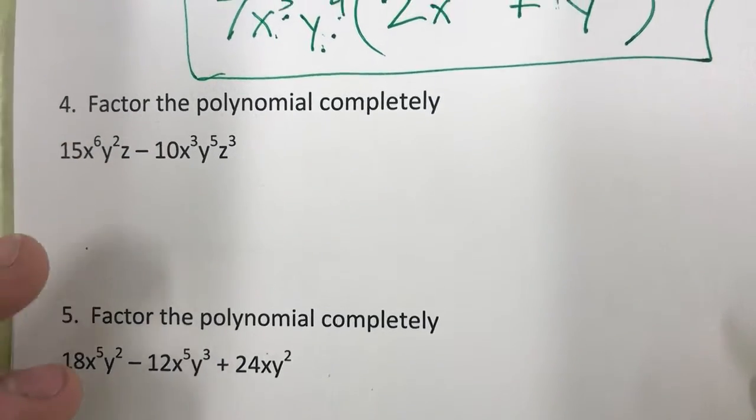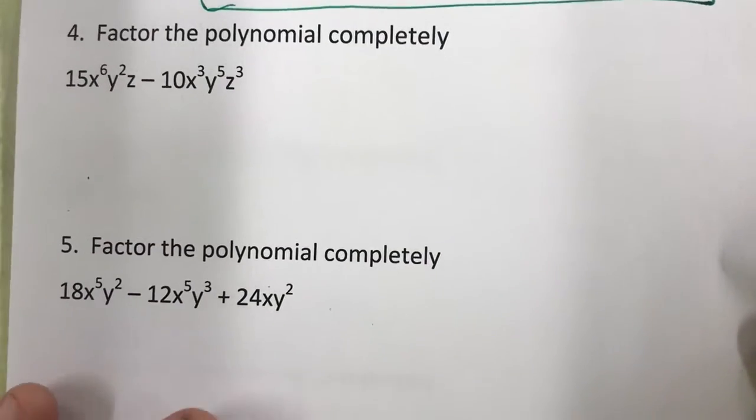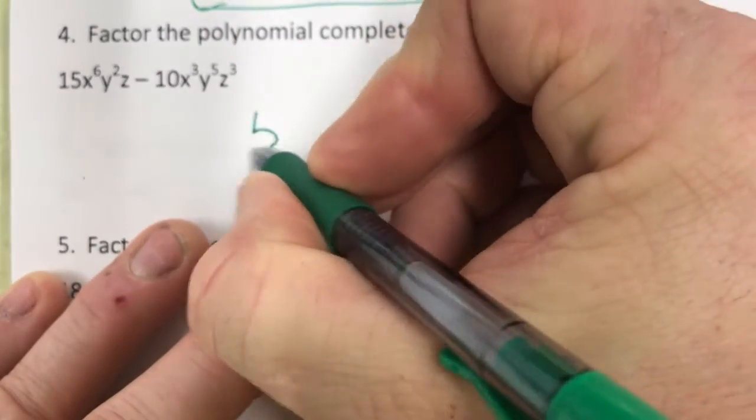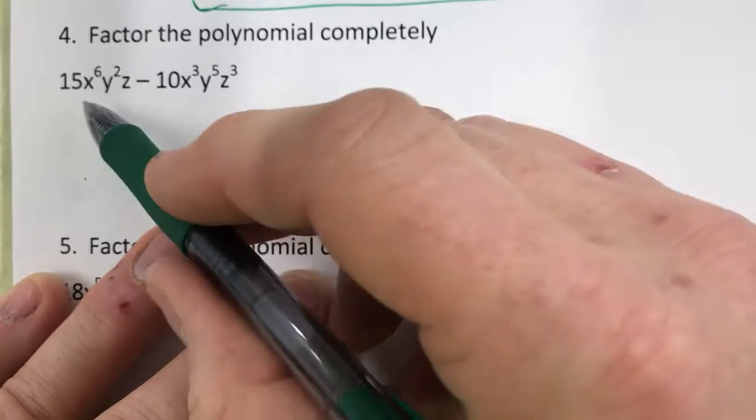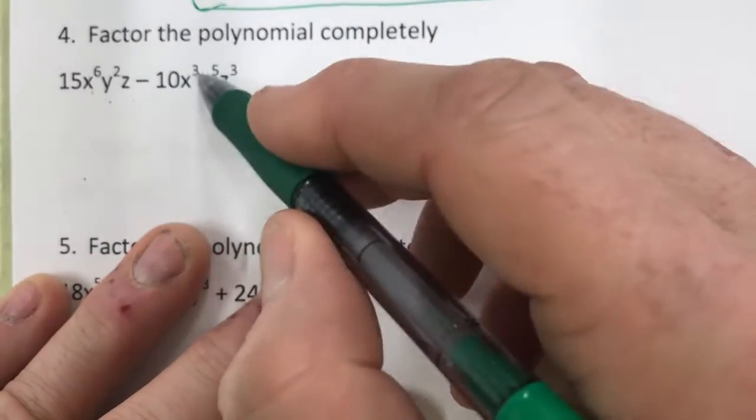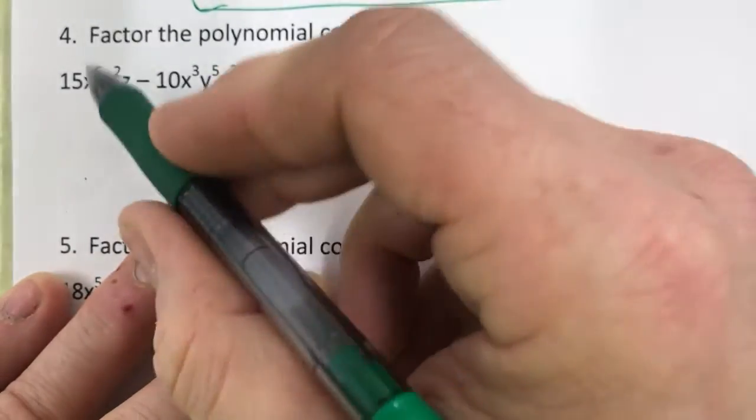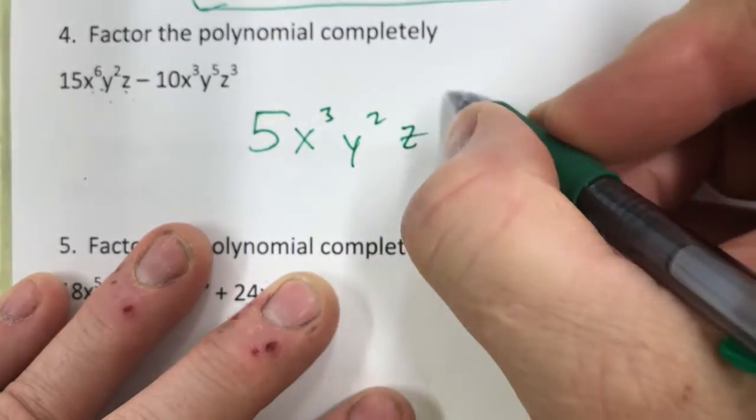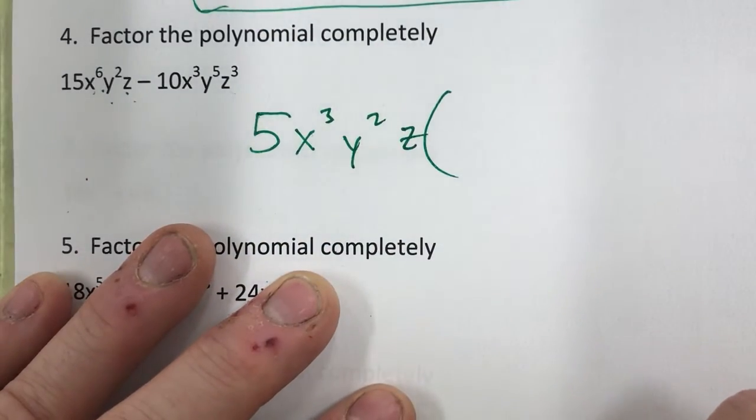Okay. All right, let's see, you got 15 and 10. The greatest common factor of that is 5. All right, now look, here's 3 variables. So I got x's, x^3 is the lowest. On y's, y^2 is the lowest. On z's, just the plain z is the lowest. Okay, so there's my greatest common factor.